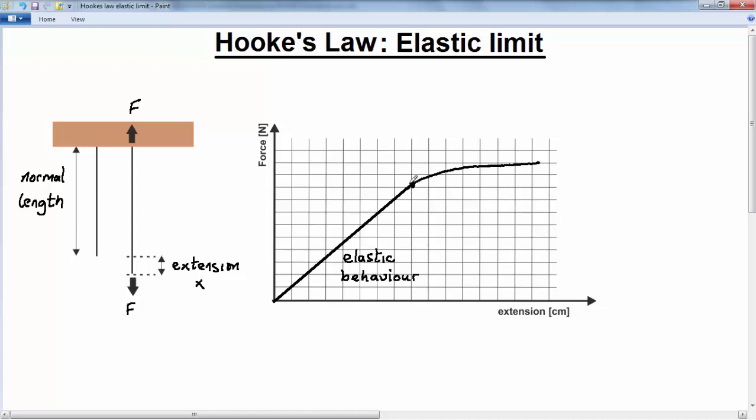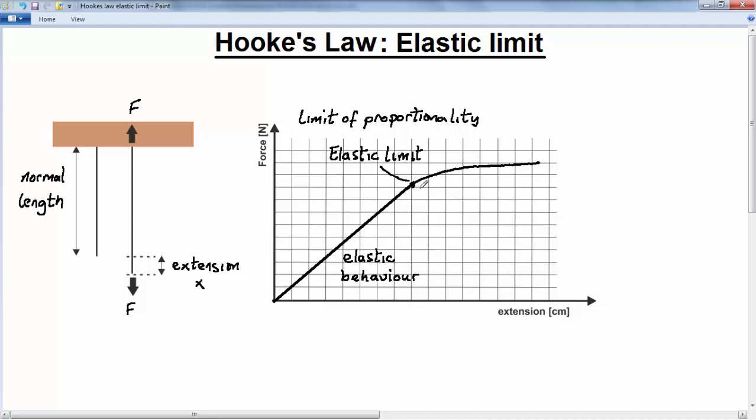And this point here is an important point because you're often asked about this in exam questions. This is known as the elastic limit, or for example the limit of proportionality, which is quite often used in the Cambridge GCSE syllabus. So the limit of proportionality is the limit within which the force is proportional to the extension, or the extension is proportional to the force. Although you have to admit elastic limit is much easier to say.